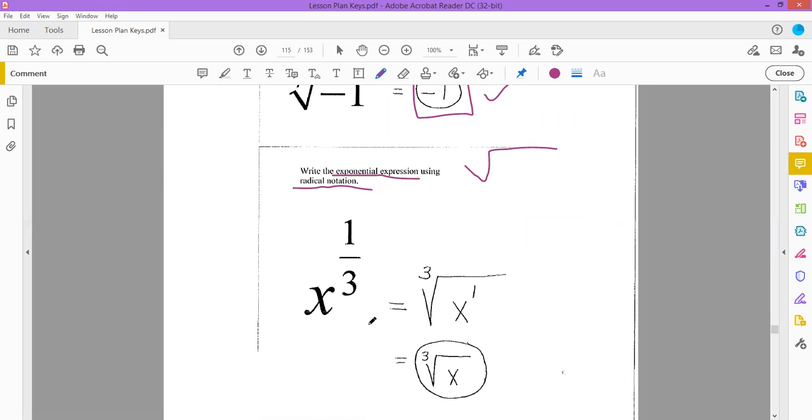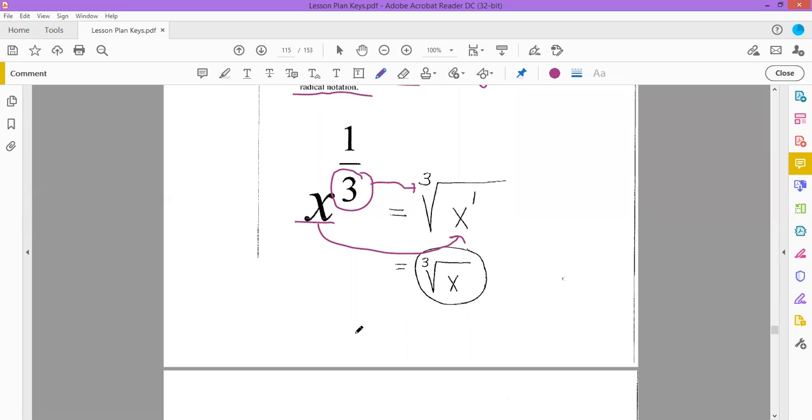If you're asked to convert x to the 1/3 power to root form, that denominator is always going to be your root. So we put 3 in our root. That makes this the cubed root. The base of our exponent goes underneath that root symbol. And then the numerator becomes the power.